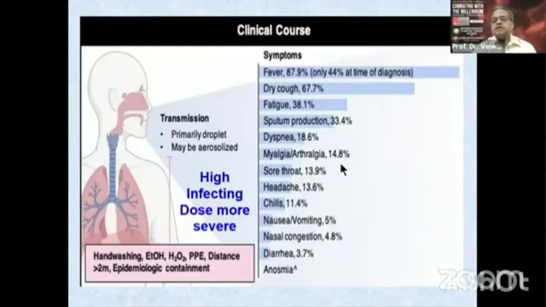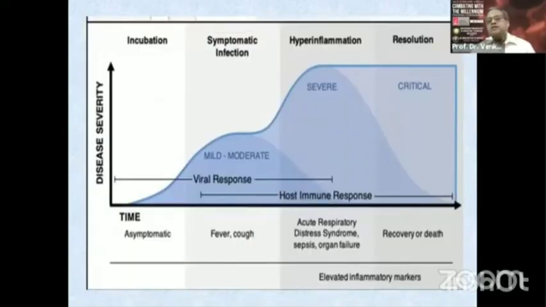Clinical features have already been enumerated to you. They are similar to other viral fevers. So we have fever, cough, fatigue, sputum production, and other such symptoms. It is important to note that a higher infecting dose causes more severe infection. This is because if the infection is in the nose or something, you have a larger time for the human being to develop antibodies before the virus spreads more, and vice versa.